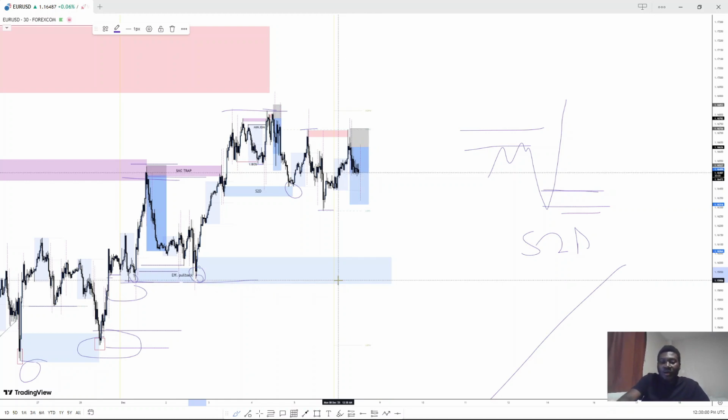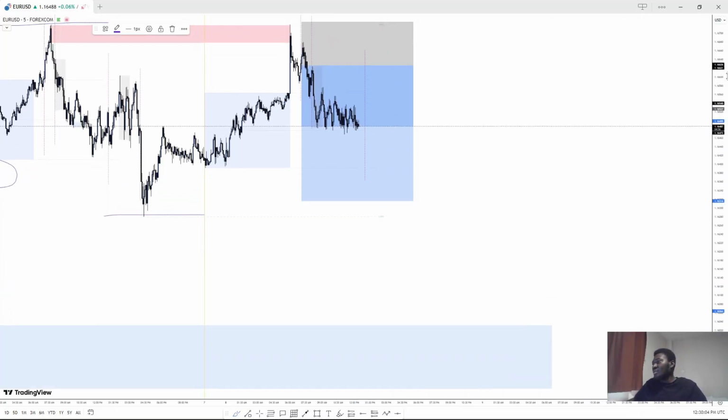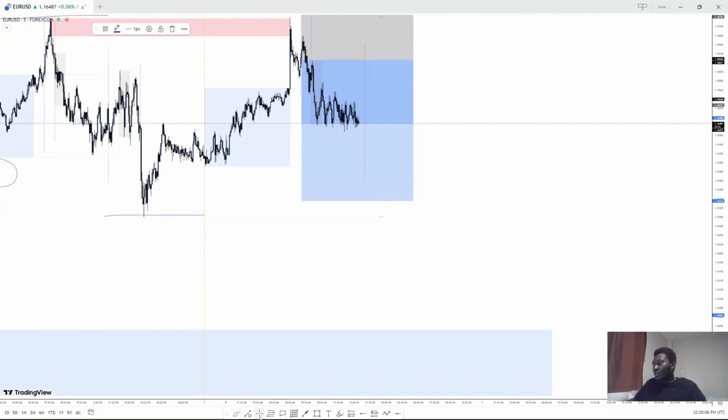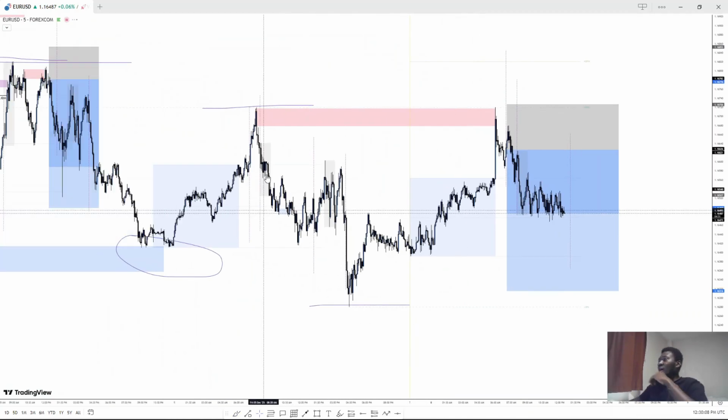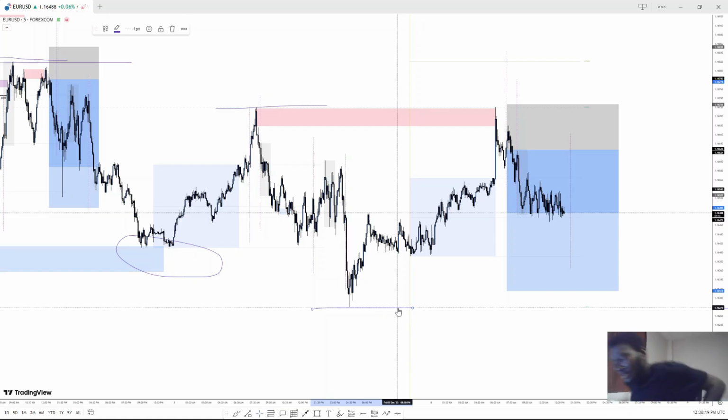So now, how do I read details of the Asian session and add it to this? So now let's do it. I've been able to identify my internal range on my 30 minutes or 15 minutes. Now what do I have to do?